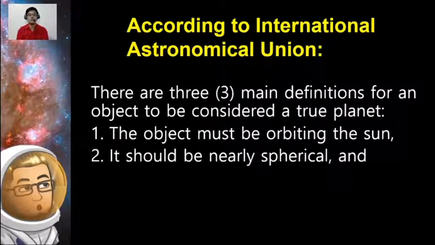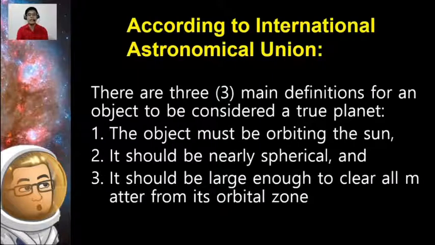Second is, it should be nearly spherical. So definitely, it has something to do with the shape of that object. And it's stated there that it should be nearly spherical. And last is, it should be large enough to clear all the matter found in its orbital zone. And nung ako ay elementary, actually the planets na pinag-uusapan namin nung mga panahon na yon is actually 9. And one of those planets is planet Pluto. And did you know that the reason why planet Pluto is no longer a planet is that it is not large enough to clear all the matter found in its orbital zone.